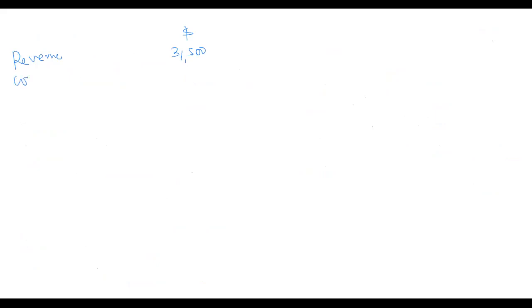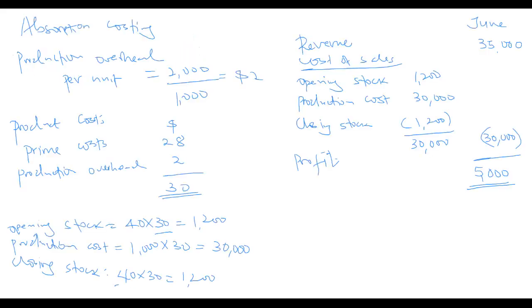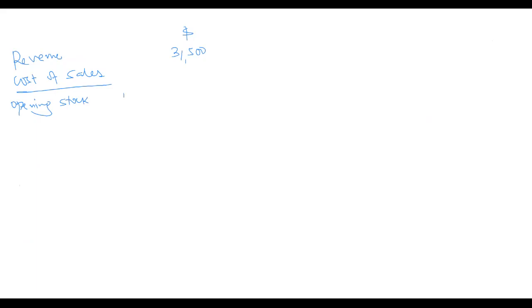We raise the cost of sales. The cost of sales is equal to opening stock, which was 40. Don't forget, the closing stock for June was 40 times 30, 1,200. So the closing stock for June is the opening stock for July. The opening stock for the month of July remains at 1,200. Production cost is 1,000. Don't forget we produced 1,000, times 30, so it remains at 30,000.